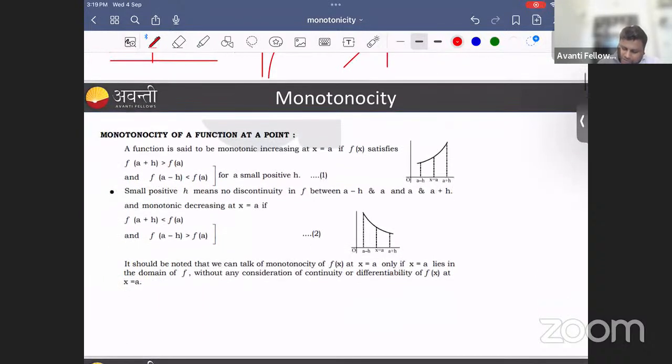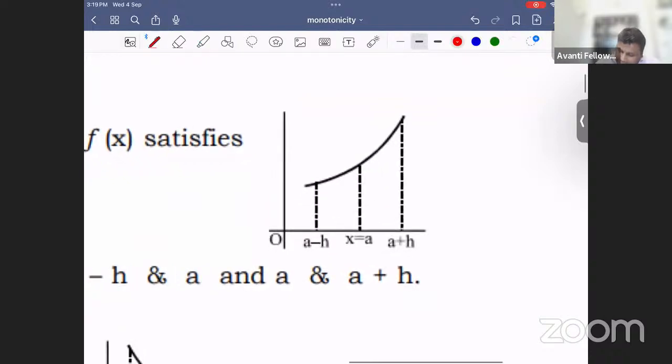Now, monotonicity of a function, how do we judge it? This is the basic definition I'm going to tell you. It has no flaw. So, see, this is the graph of a function. This point is what? X coordinate a, y coordinate f(a). This point is what? X coordinate a plus h, y coordinate f(a plus h). And this point is a minus h, f(a minus h).